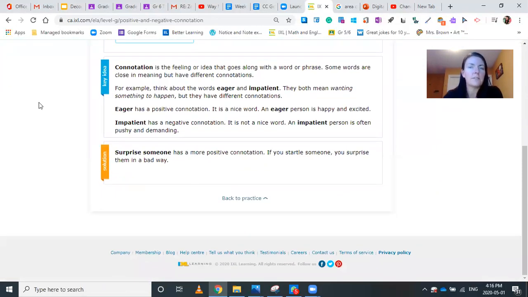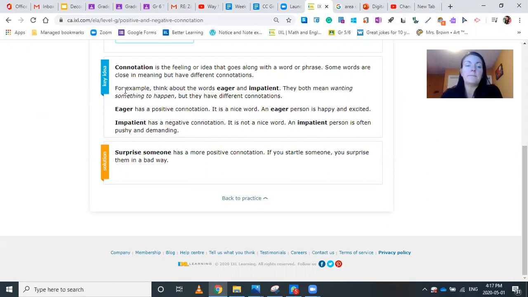Connotation. If you've never heard of this word before, here's the definition. Connotation is the feeling or the idea that goes along with a word or a phrase. It might be one word that really makes you feel quite hurt or quite excited, or whatever the feeling is that comes along with that word. It's not always that the other person has taken it badly. It might be that you've chosen some incorrect words. All right, so some words are close in meaning, but they have different connotations.